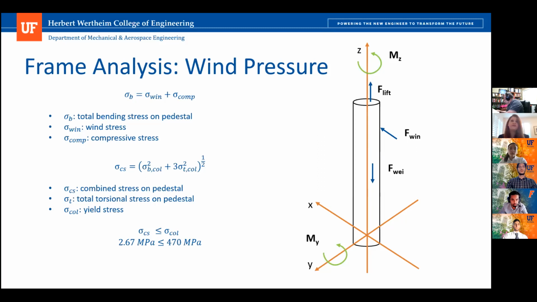Because the combined stress of 2.67 megapascals is less than the material yield strength of 470 megapascals, it is assumed that the pipe is safe from wind loads. Next slide, please.